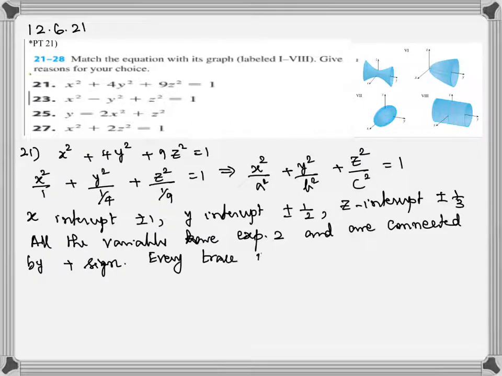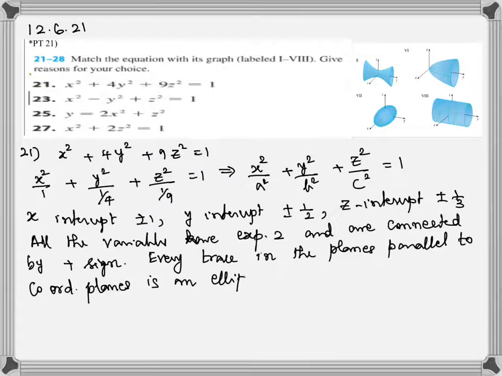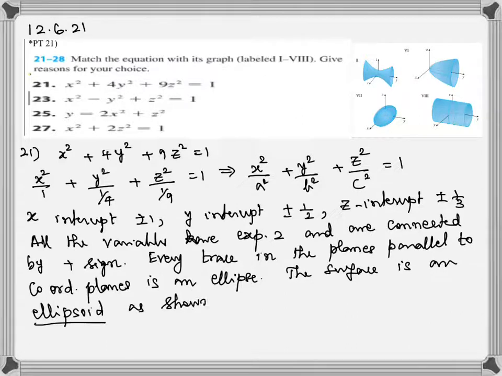So every trace is going to be an ellipse. If we consider x equal to k, or y equal to k, or z equal to k, all of them are going to end up with a family of ellipses. So every trace in the planes parallel to the coordinate planes is an ellipse. So the surface is an ellipsoid, and the graph of the surface is shown as in figure 7.